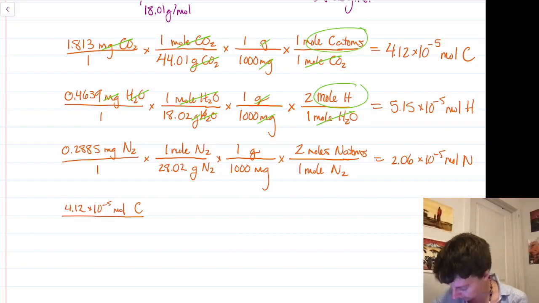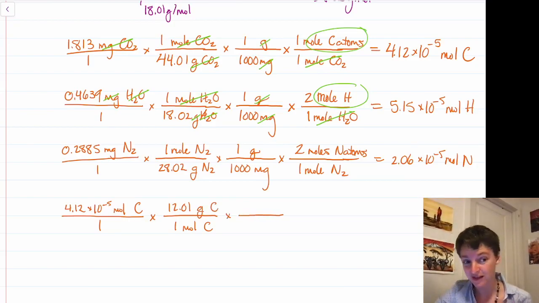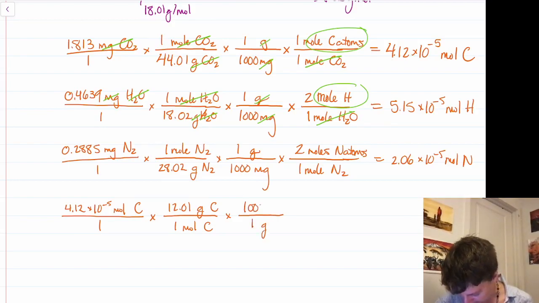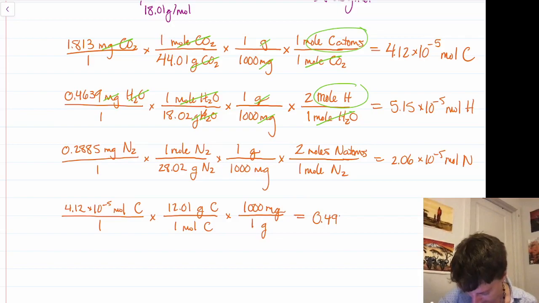So if we're starting off with moles of carbon, I know that for every 1 mole of carbon, there is 12.01 grams of carbon. Our masses are given in milligrams, so I think I want to do one last grams to milligrams conversion. And that's going to tell me that the amount of carbon present in my system is 0.4948 milligrams.